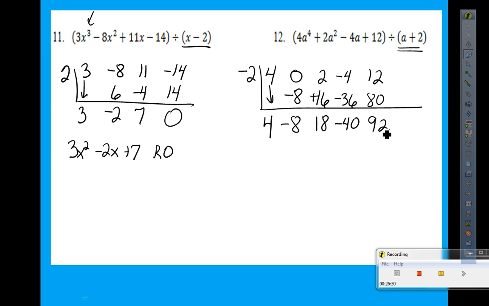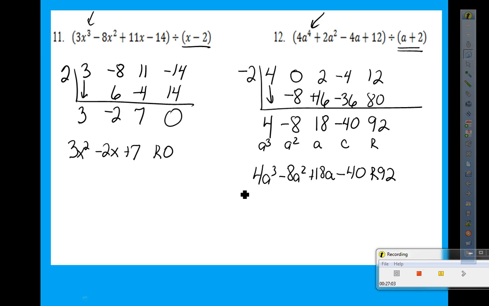Hey, now when you list your answer, notice that we started with a 4th degree power. So we come down to a 3rd degree. So a cubed, a squared, a constant, remainder. My answer, 4a cubed minus 8a squared, plus 18a minus 40, with the remainder of 92.